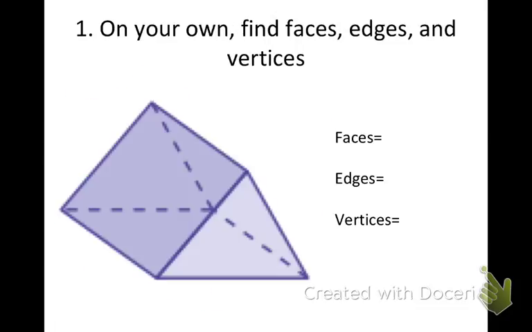Okay, so now you're going to do this one on your own. So you're going to copy this down into your notebook. Copy the whole picture, the question, everything into your notebook. And then you're going to tell me how many faces, how many edges, and how many vertices. Once you've written that in your notebook, you should see a text box on the right, and you're going to enter your answer into the text box on the right. When you're ready to move on, go ahead and move on.